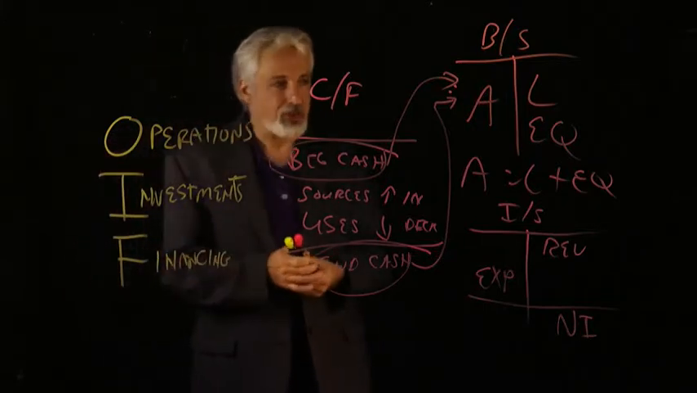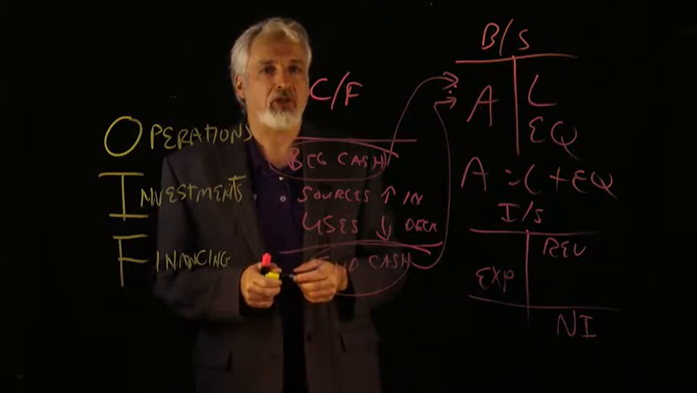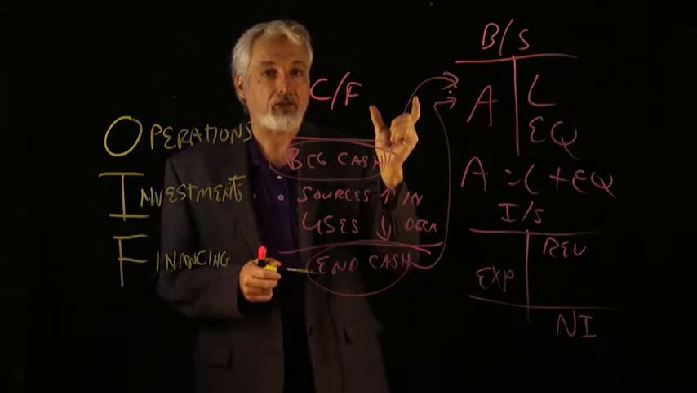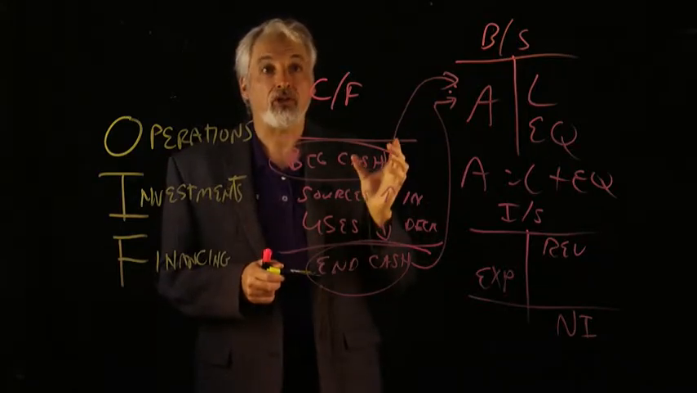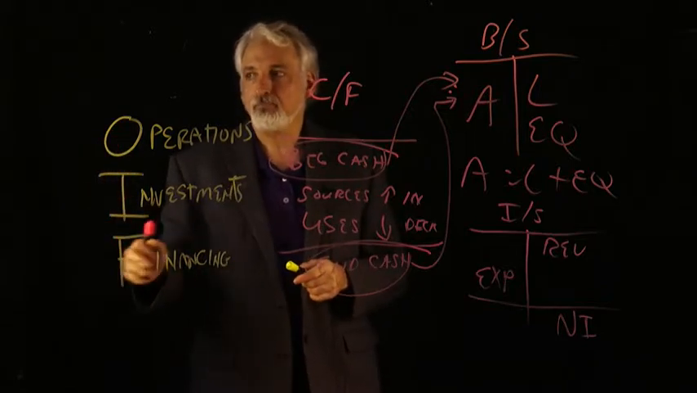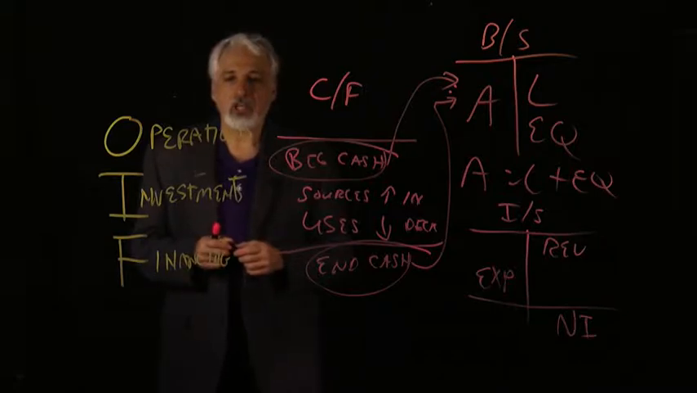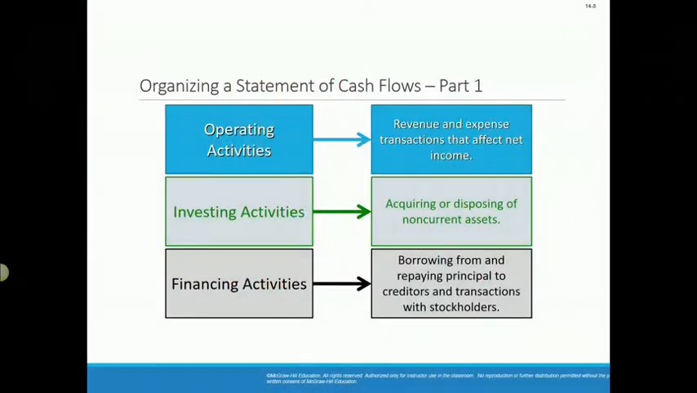So we're going to use a balance sheet-based cash flow statement. And it's called the indirect method. We're going to look at changes in assets, changes in liabilities, changes in equity, and determine by categories. So when we talk about that, we're going to take a look at how this comes together based on those changes.